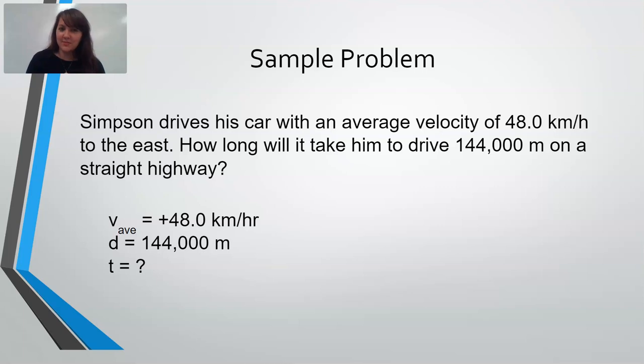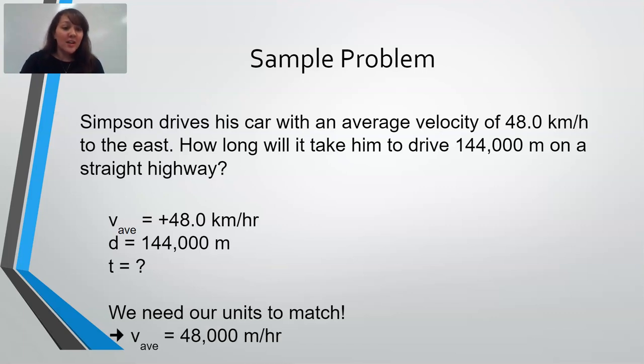So a big red flag for me is the fact that my velocity and my displacement are using two different units of measurement. I've got average velocity in kilometers per hour, but displacement's in meters. I have to make those match before I can start using any of my equations. So I'm going to go ahead and convert that velocity into meters per hour instead. Now, since there are 1,000 meters in a kilometer, I just need to multiply by 1,000, and I determine that the average velocity is 48,000 meters per hour. Now all my units match, I'm ready to go.